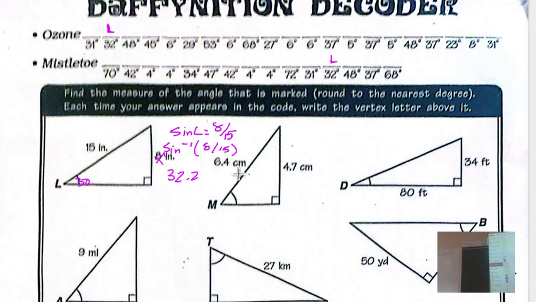Here we have the angle up here now. So 25 is an opposite side, and 27 is the hypotenuse. So we've got opposite and hypotenuse. This has to be sine. So this would be sine -1 of 25 divided by 27.